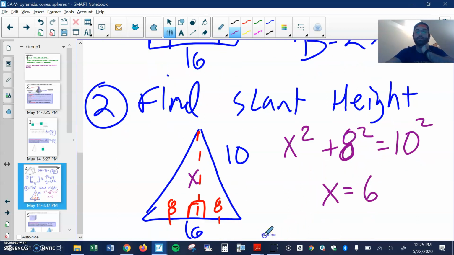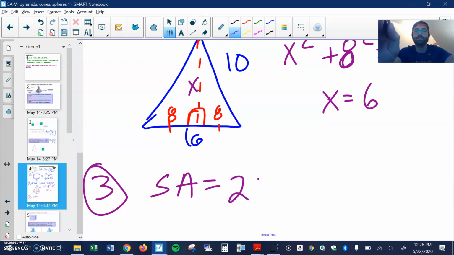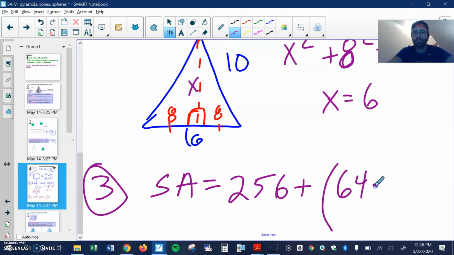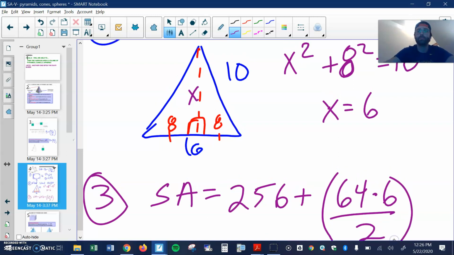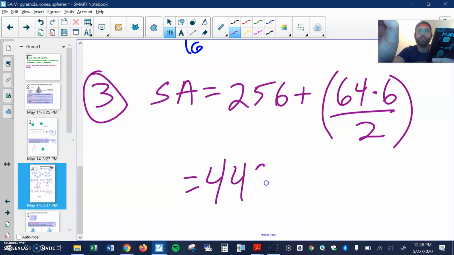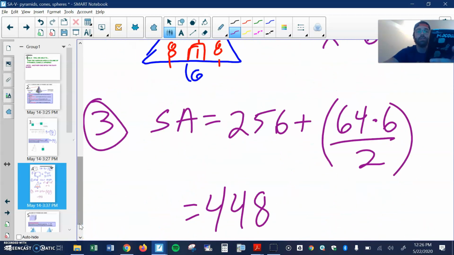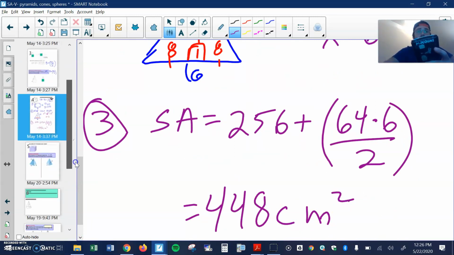So now our third step, our final step, plug it in. The surface area is B, 256, plus the perimeter of my base, 64, times 6 over 2. 64 times 6 divided by 2, plus 256 equals 448. And that's centimeters. You could hear the S. Centimeters squared.